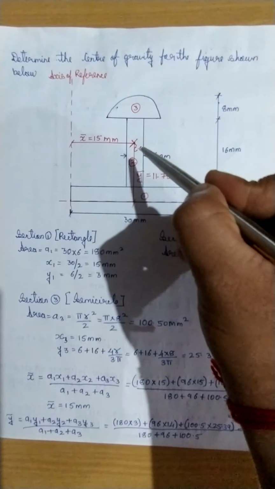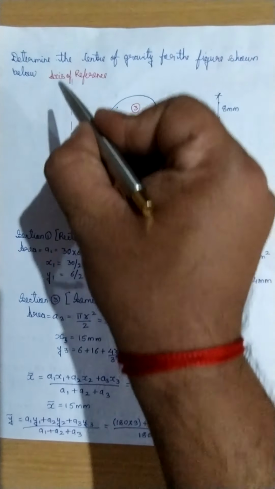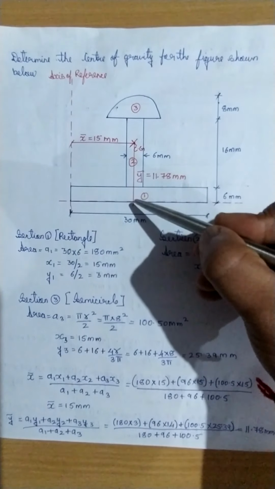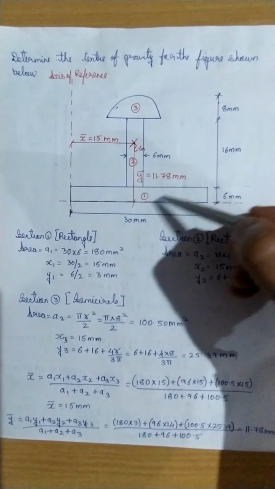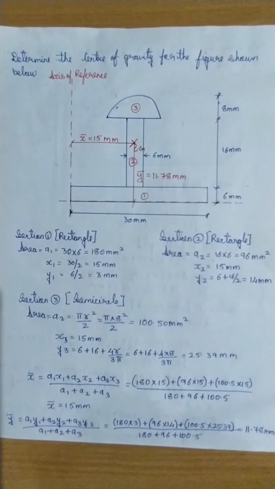So CG is lying somewhere here, at a distance of x bar equal to 15 mm from this axis of reference and at a distance of 11.78 mm from this axis of reference. So both meet at the CG point. This is how the center of gravity for the figure has to be found out.